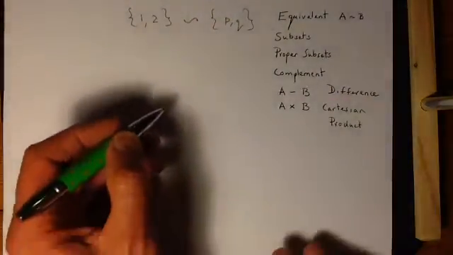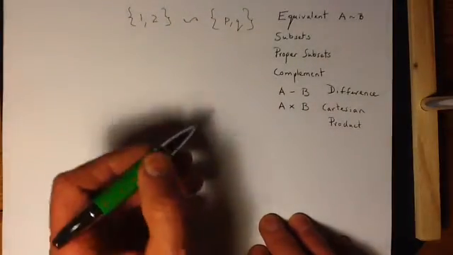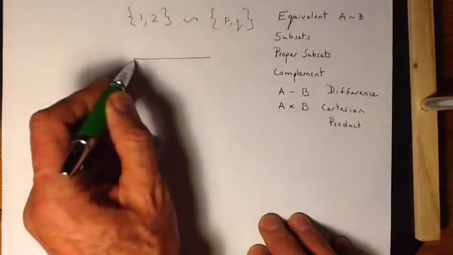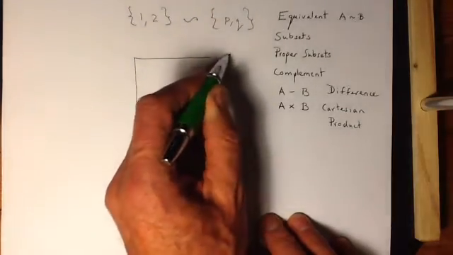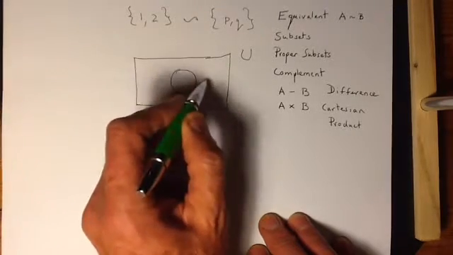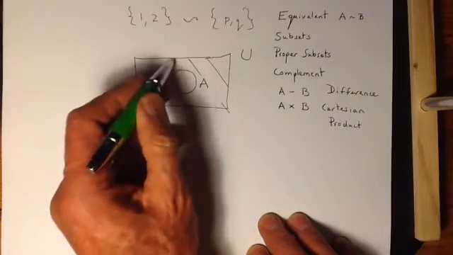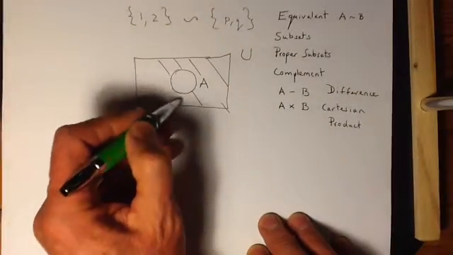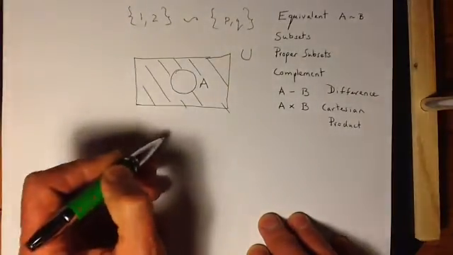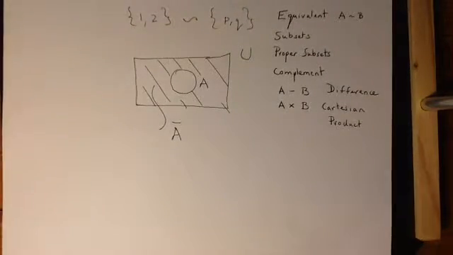Complement is everything that's not in a set. So say we have our universal set and A looks like that, then everything that's not in A, let me shade it like that, this is a complement.